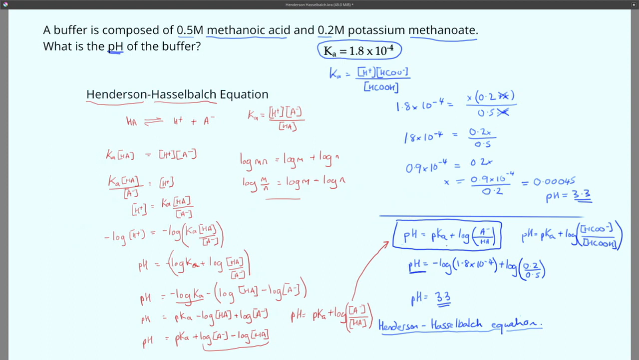So that pretty much covers everything for buffer calculations. Hopefully you'll now be able to do this kind of calculation when you come to it, and I hope that made everything clearer.